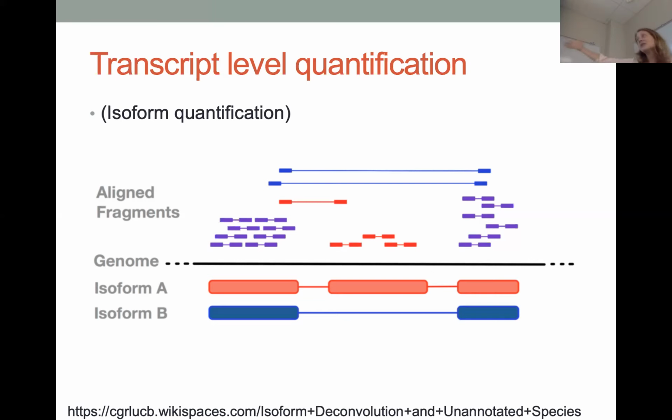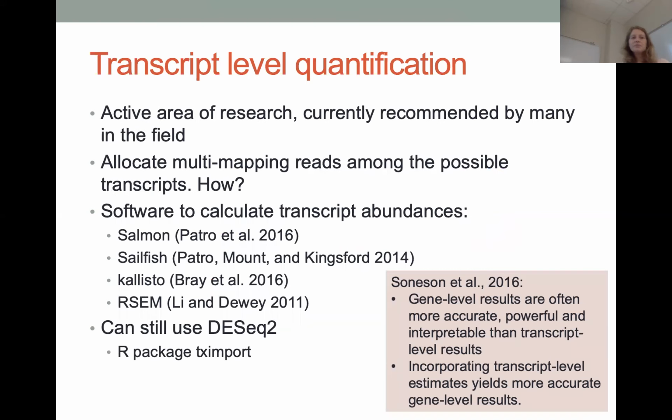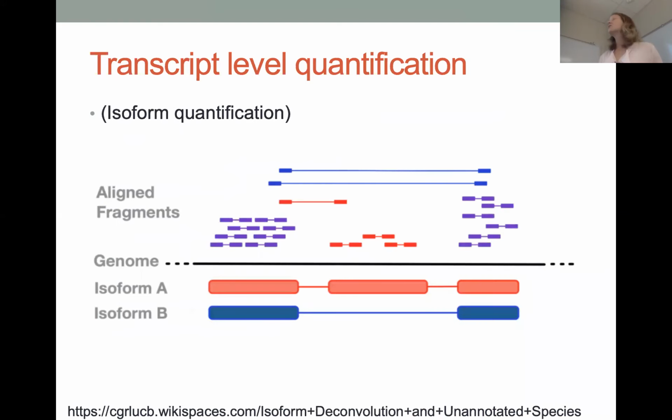So a lot of people are really interested in starting to look at this. It's currently highly recommended by a lot of people in the field. We've talked a little bit about multi-mapping transcripts. This becomes a really huge problem here, because if you have all of these reads, they could come from isoform A or B.